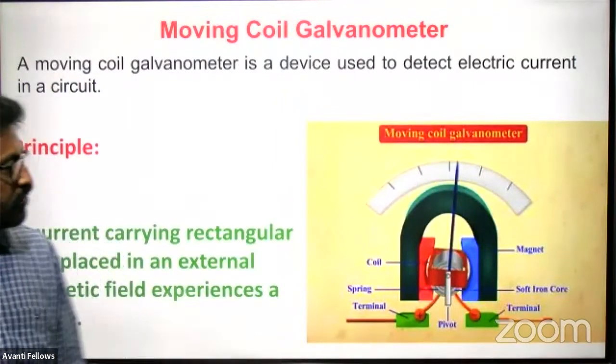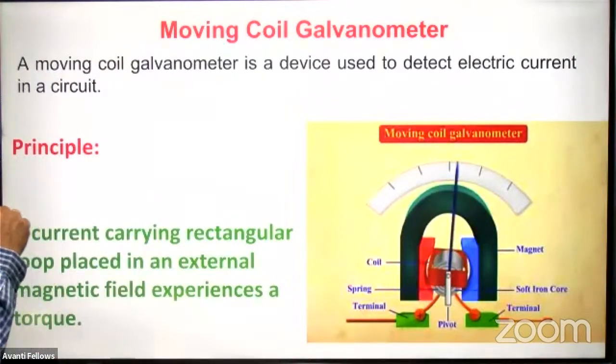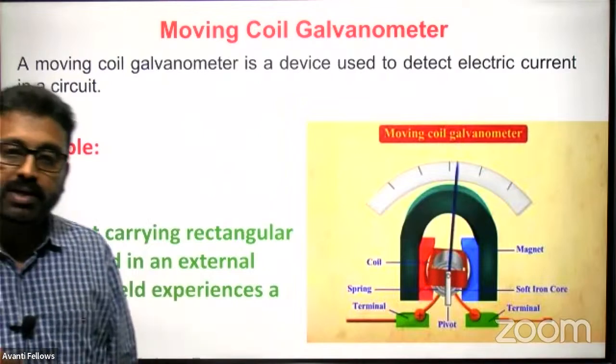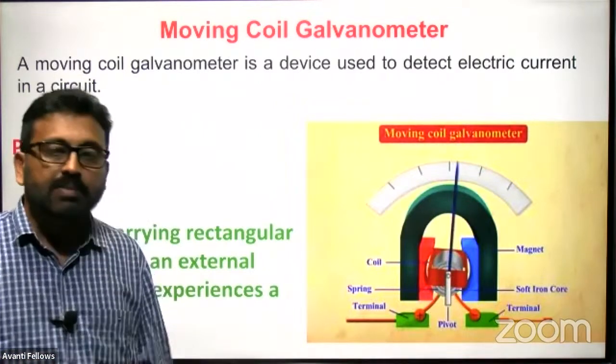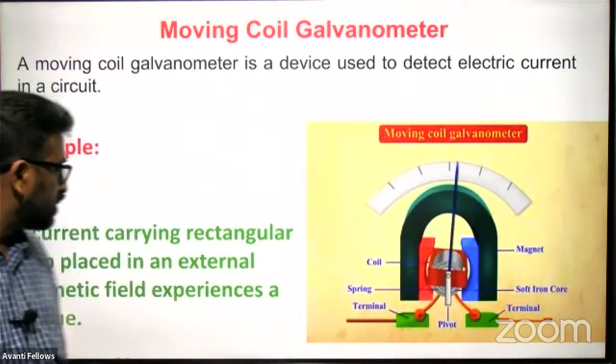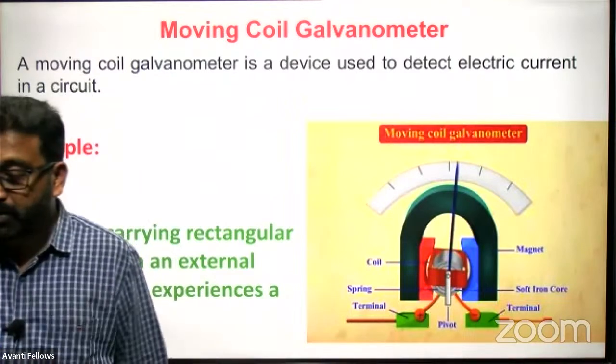The principle of the moving coil galvanometer is that a rectangular current carrying coil placed in an external magnetic field experiences a torque. A rectangular current carrying coil placed in a magnetic field experiences a torque. This is the working principle of the moving coil galvanometer.